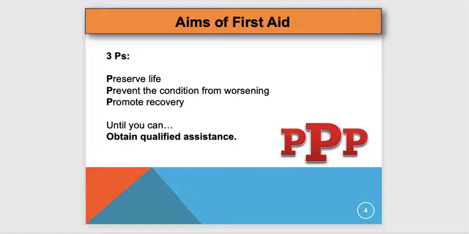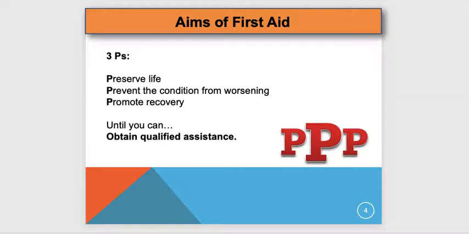Okay. The next part is to prevent the condition from worsening. So how do you do that? Well, if you're a first aider, you will deliver first aid. The St John's Ambulance or the paramedics will deliver first aid or assistance to that injury. For example, if someone's cut themselves, they'll bandage it up. If someone has potentially not breathing, they'll deliver CPR. So that's what it is.